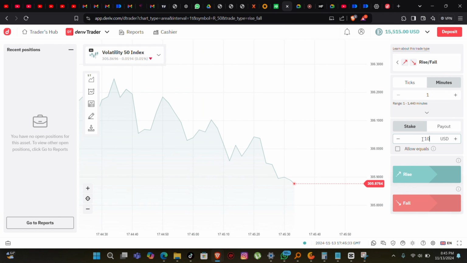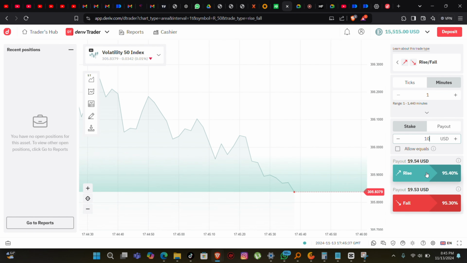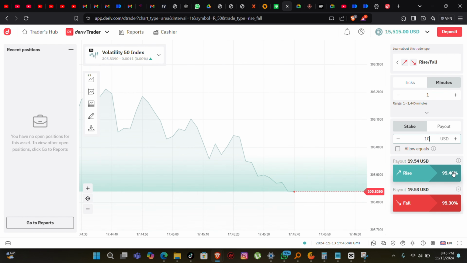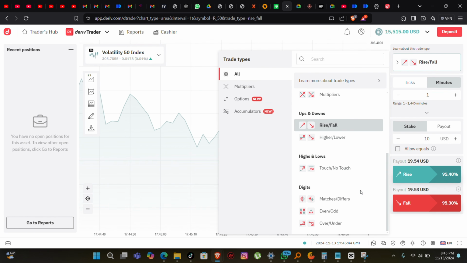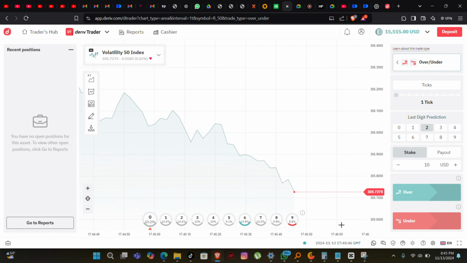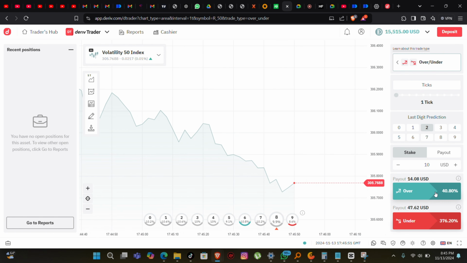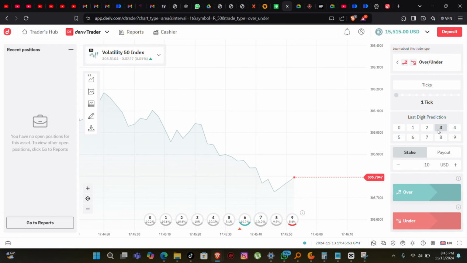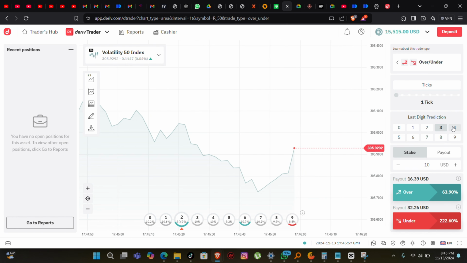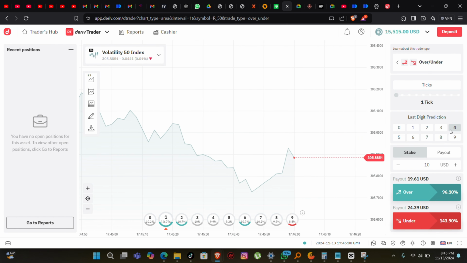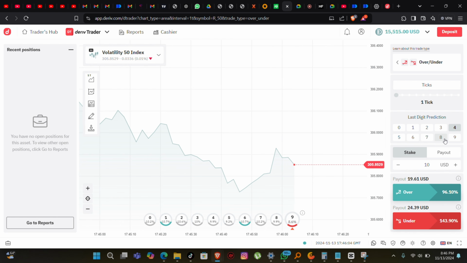If you want to risk all of it, 10 USD in one run, then you're going to make a payout of 19 because you are getting a return of 95. Now, if you are looking at a market like over under, for example, if you're trading over 2, the reward is 40. If you're trading over 3, the reward is 63%. If you're trading over 4, sahi ndio unafika kwa level ya rise and fall.